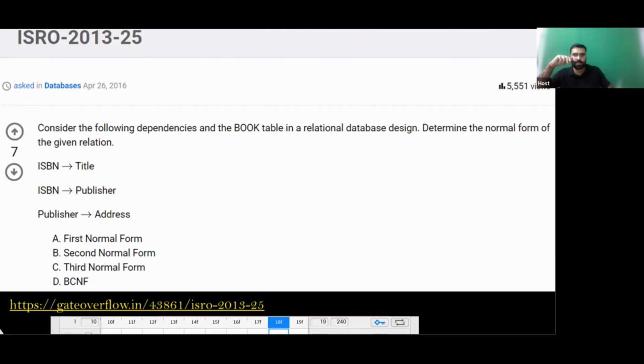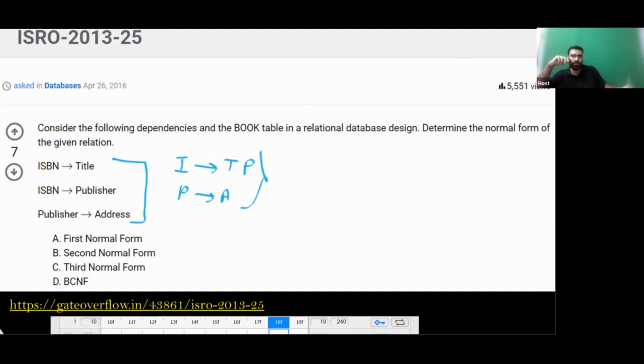Whenever you see this question, remember what you need to do. First of all, these big attribute names you can convert into small names. You can say that I determines T, I determines P also, correct? I determines T, I determines P, P determines A. So this is what is given to you.